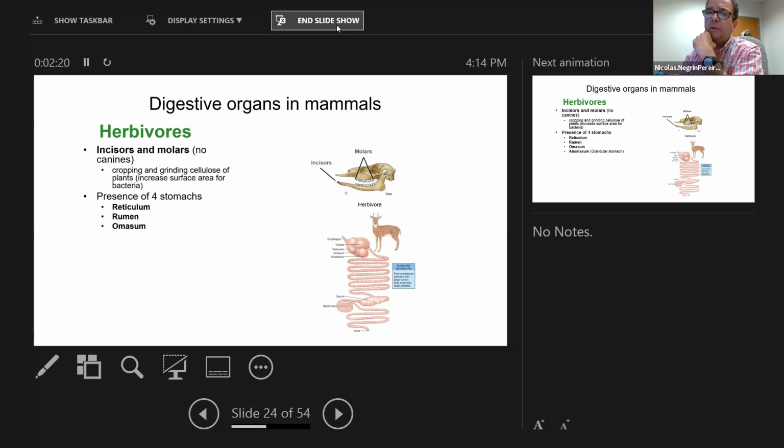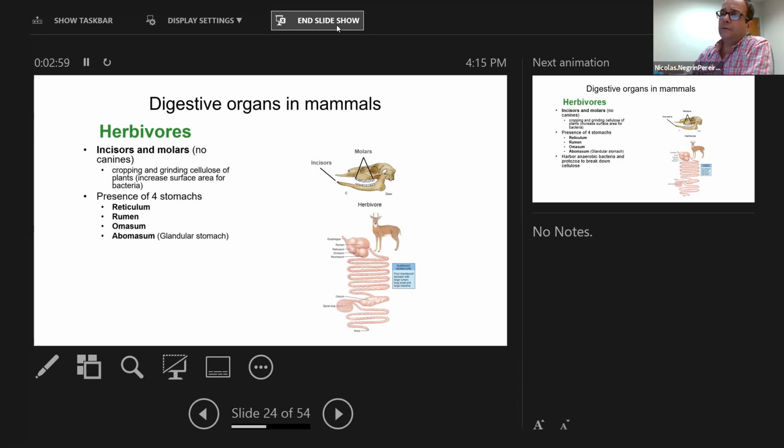The omasum actually looks like a book with plies that resemble the pages in a book, and again it's not clear what its main role in digestion is, but it has been suggested that its main function is to help grind the feed, the plants in this case, and also that it's important for water absorption. And finally, we have the abomasum, also referred to as the glandular stomach, or sometimes called the true stomach.